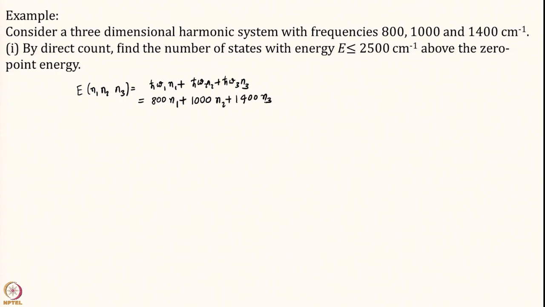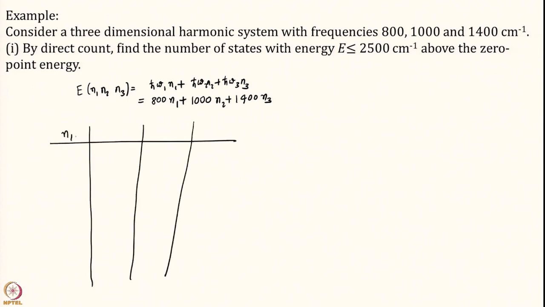So, we have to literally calculate all possible combinations of n1, n2 and n3 such that the energy remains less than or equal to 2500 wave numbers. So, we are going to manually calculate it, there is no formula now. n1, n2, n3, energy, and we will count only those combinations for which E is less than 2500. So, the lowest one is of course, 0.